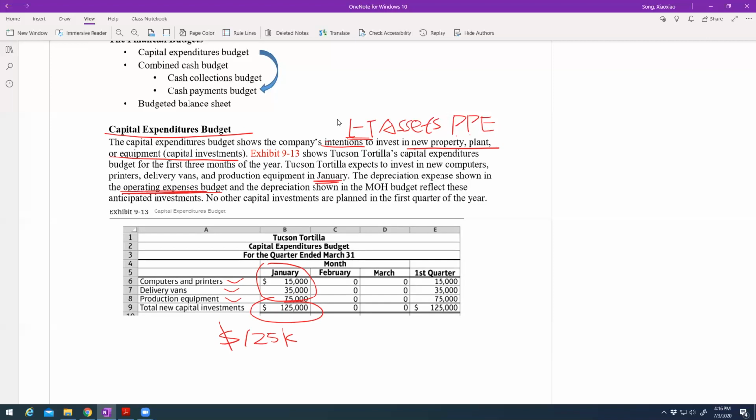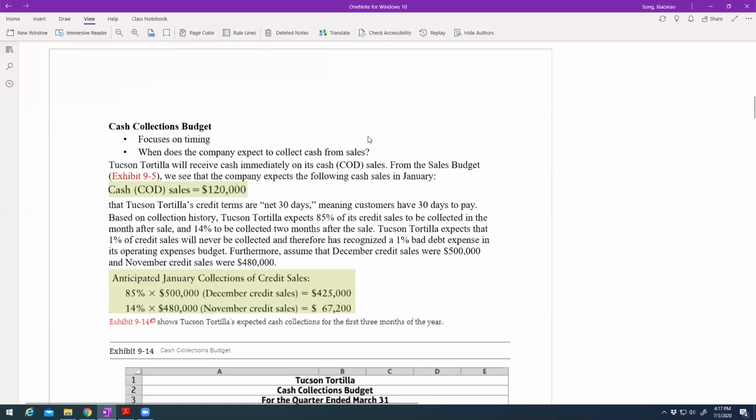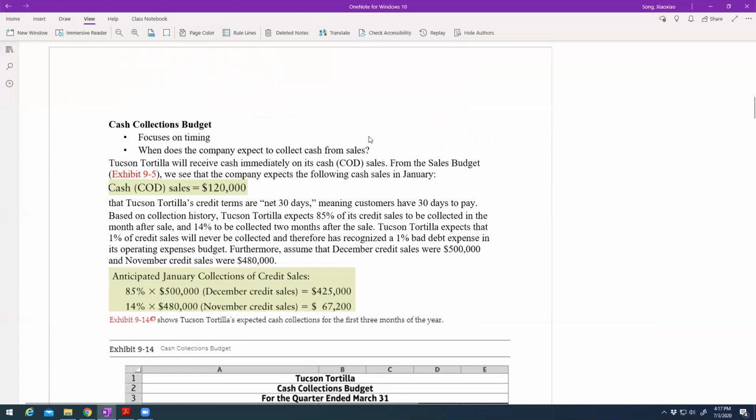And because we have long-term assets, remember, whenever you have long-term assets, you will have depreciation. So that is our depreciation. That's how we link everything together. But for the capital expenditure budget, make sure it's for long-term assets. If you buy inventory, that is not a capital expenditure. That is just for your inventory. Okay, so next part we talk about the cash collection budget.